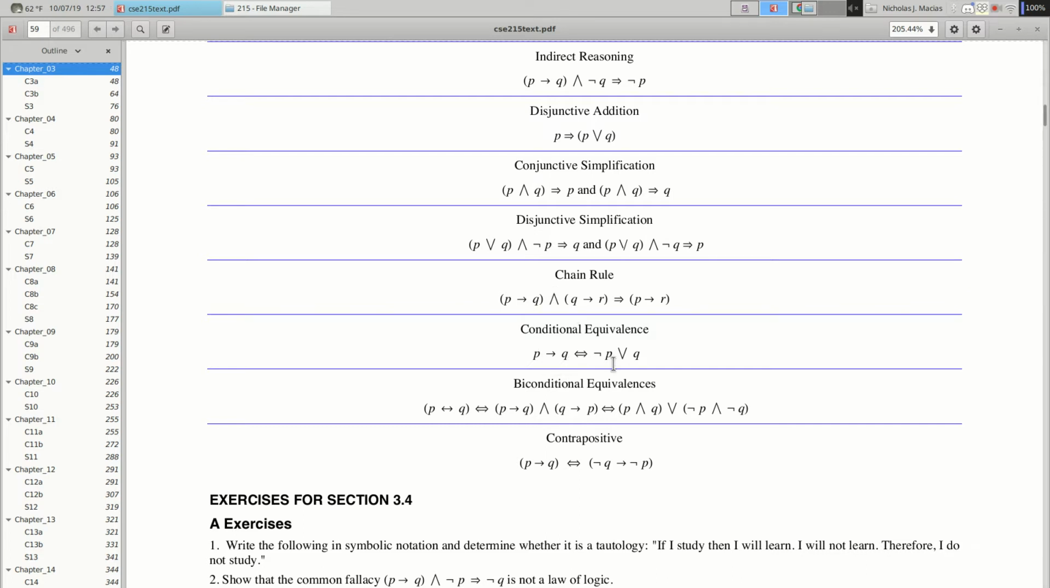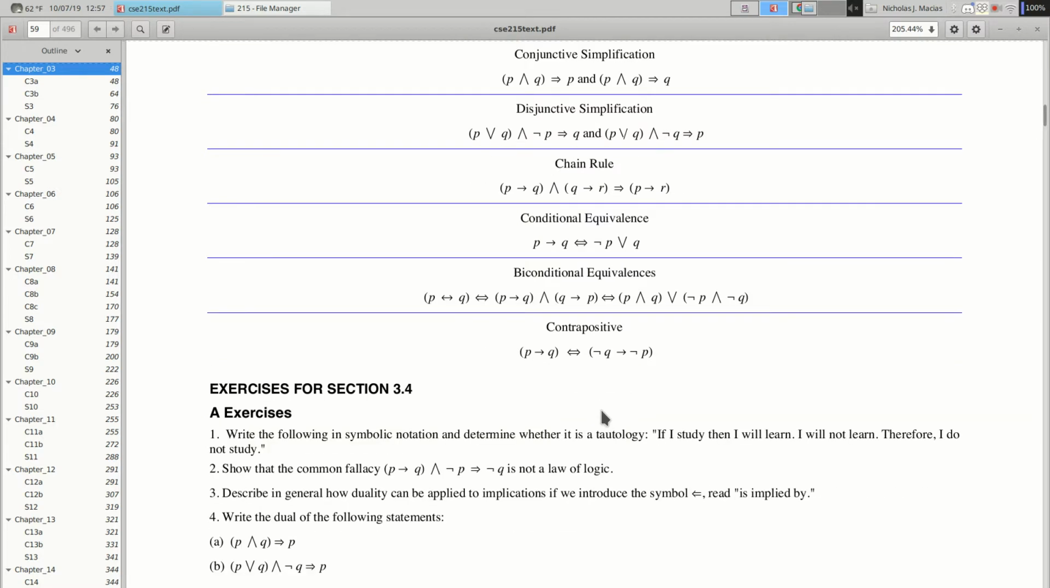Conditional equivalence. If P, then Q is the same thing as not P or Q. That just comes from the truth table. Biconditional equivalence, don't worry about. Contrapositive, we've talked about a little bit, but let me write that one out.